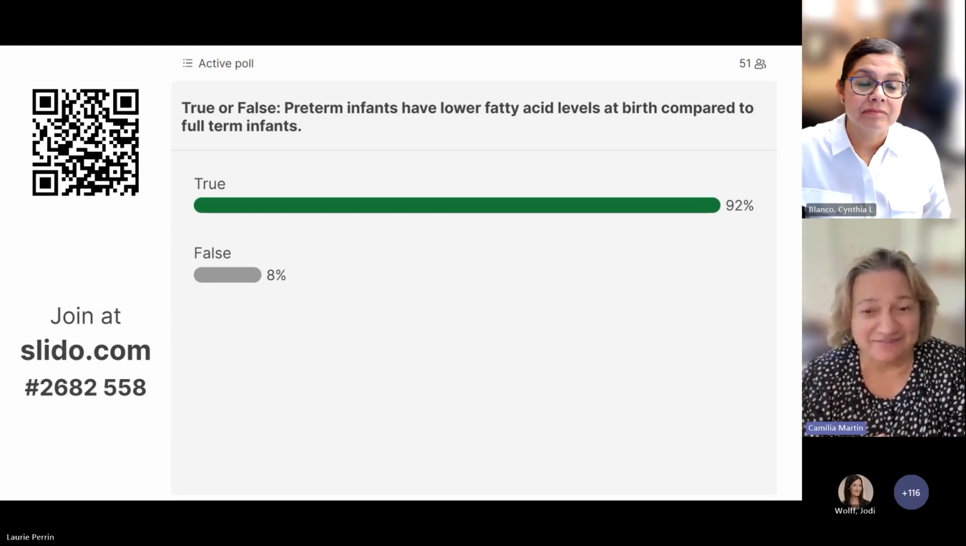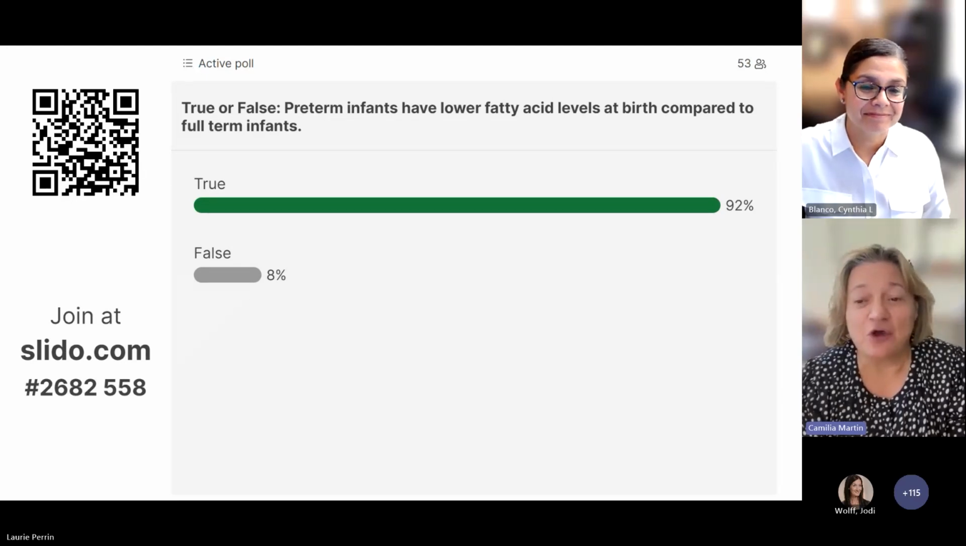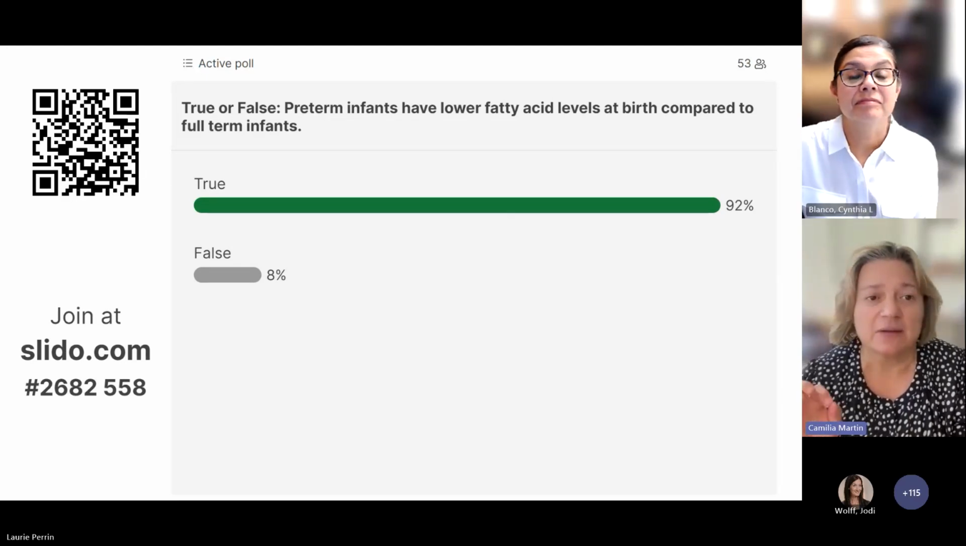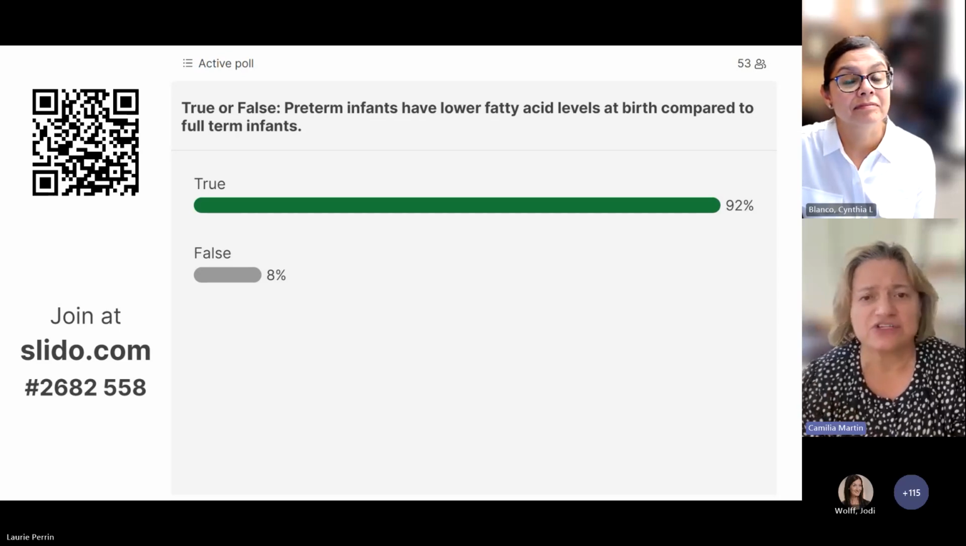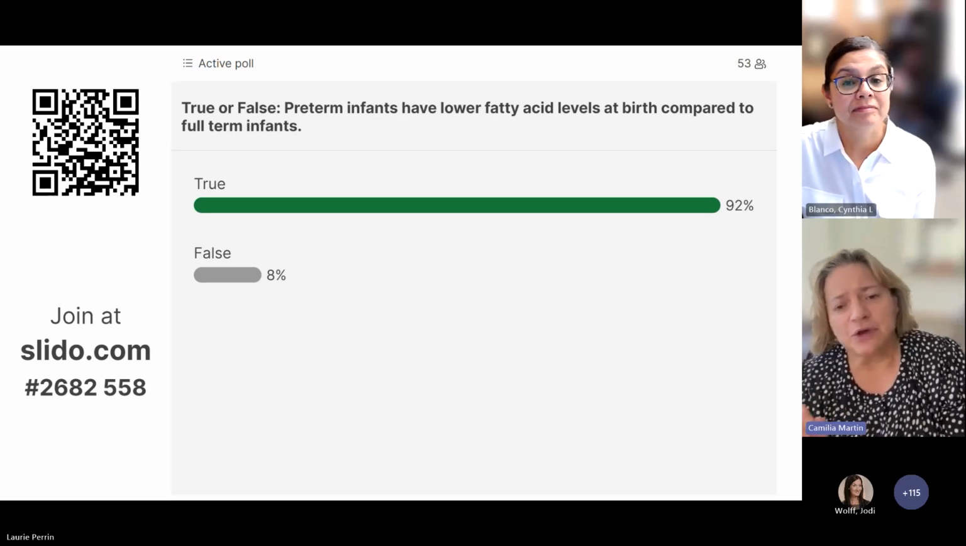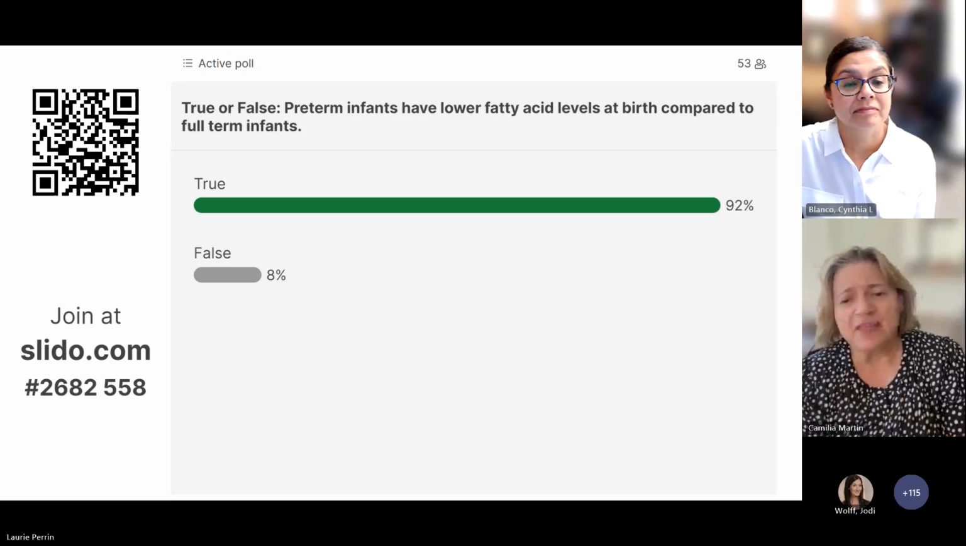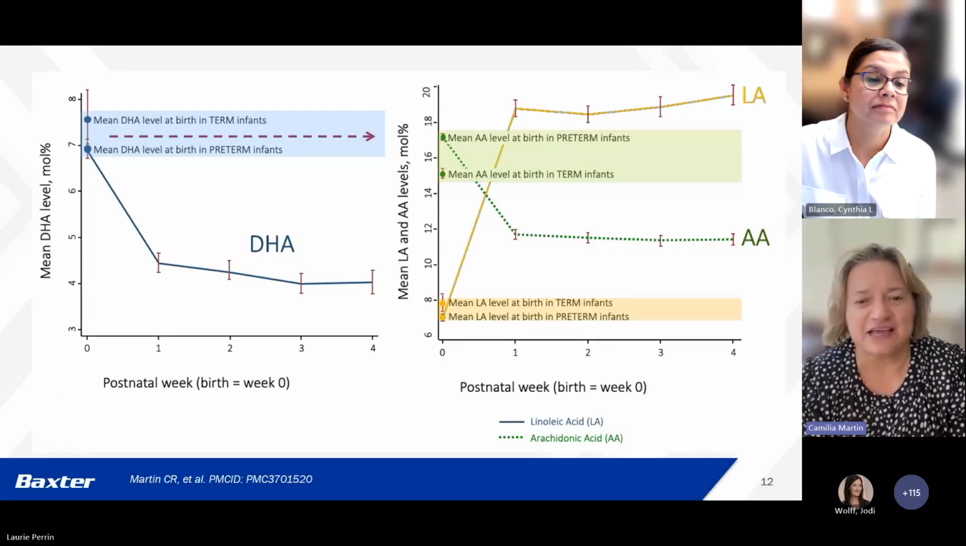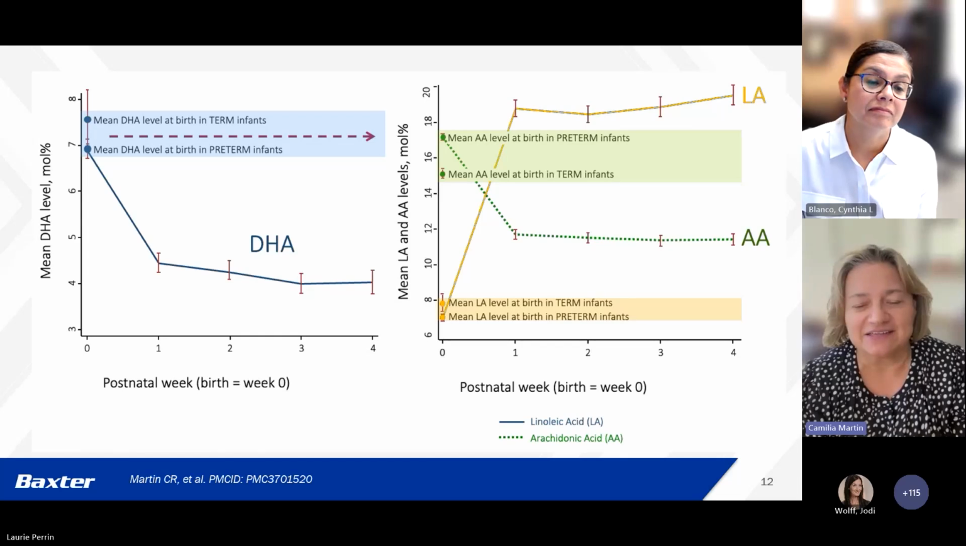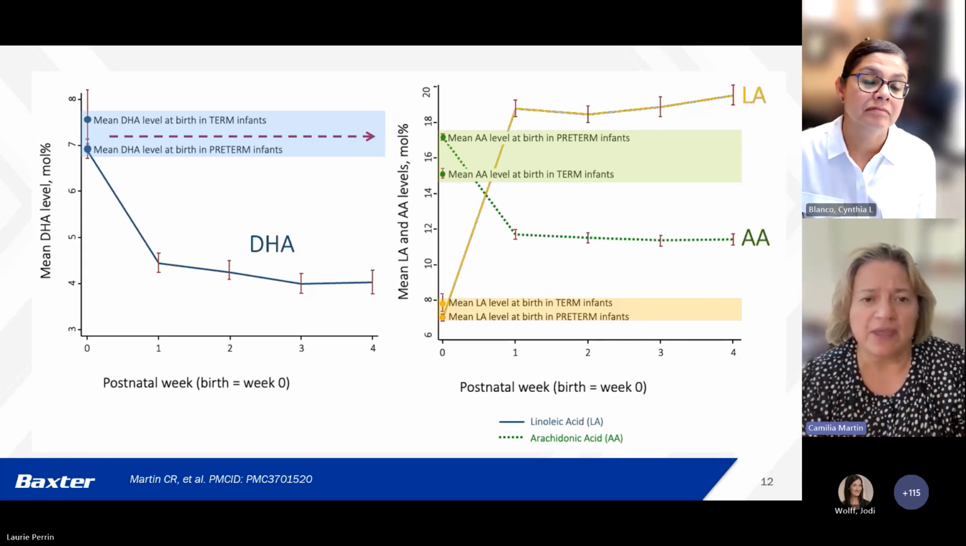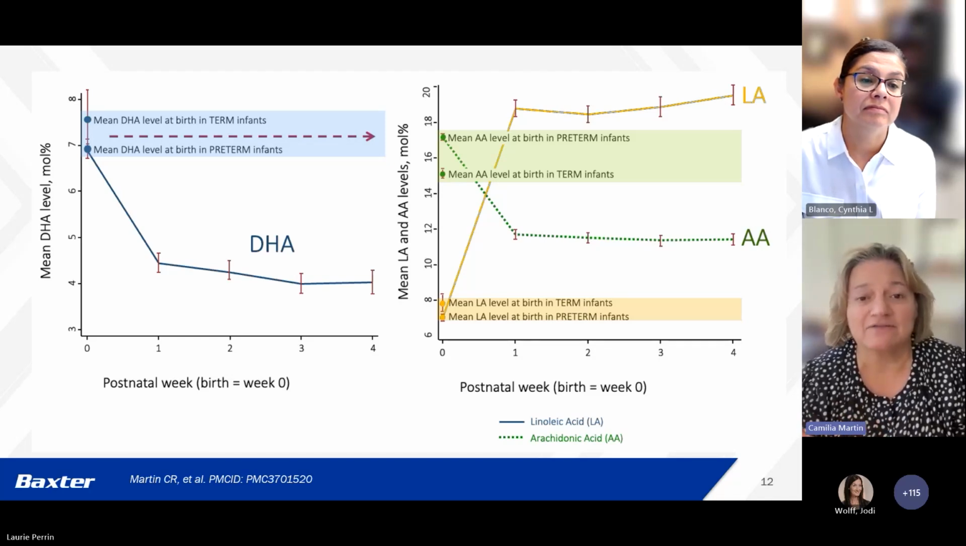I'm going to say that the best answer here is actually false. The preterm infants don't have lower fatty acid levels, and the important key aspect in this question was at birth. So let's look at the next slide. And this is one of the first studies I did in lipids and fatty acids, and it made me fall in love with the entire subject. But when we read our papers, what's going to be important is to understand at what day of life that first fatty acid level was drawn.